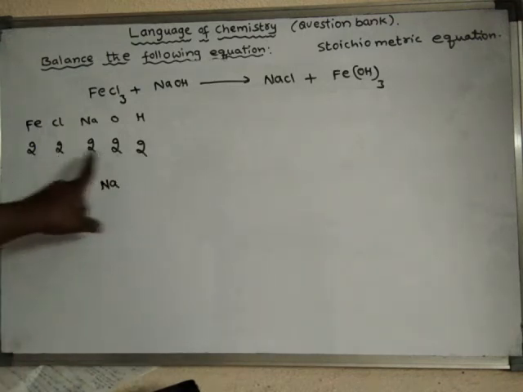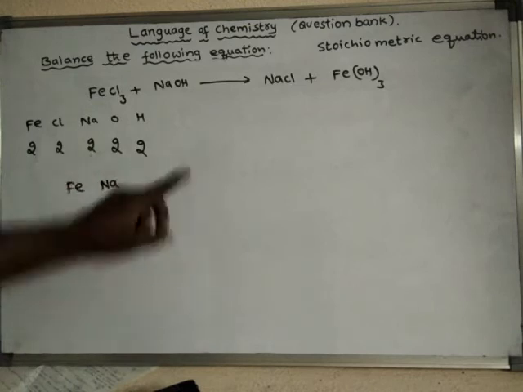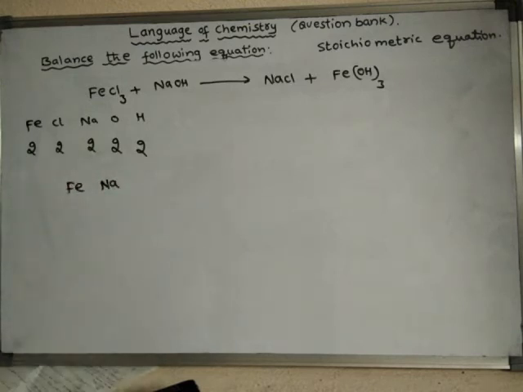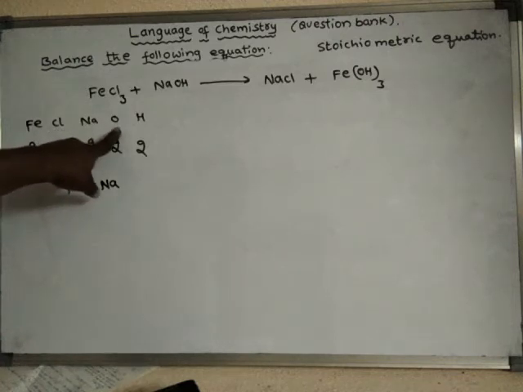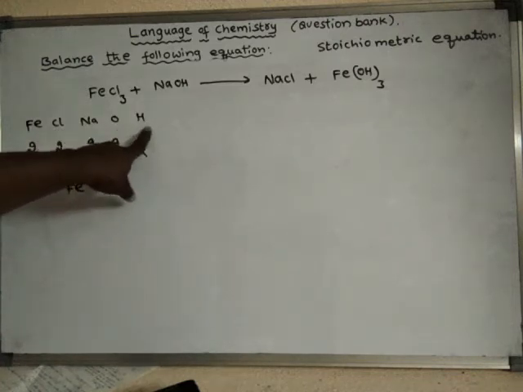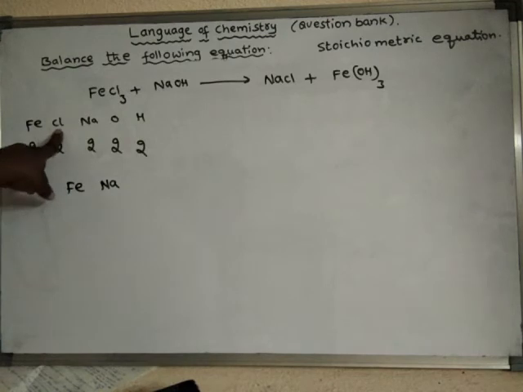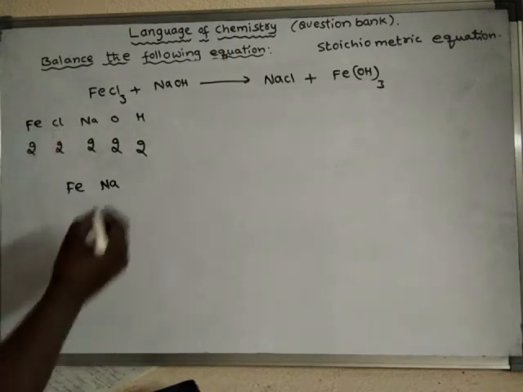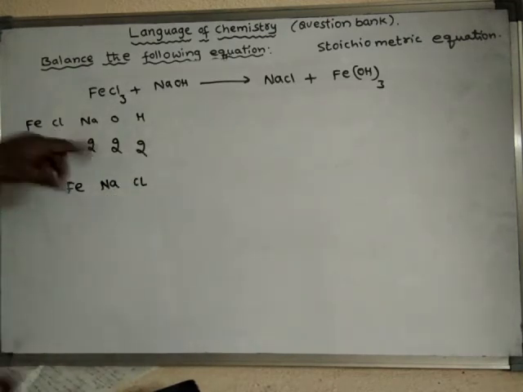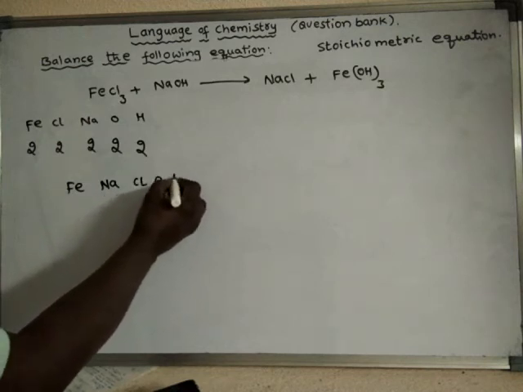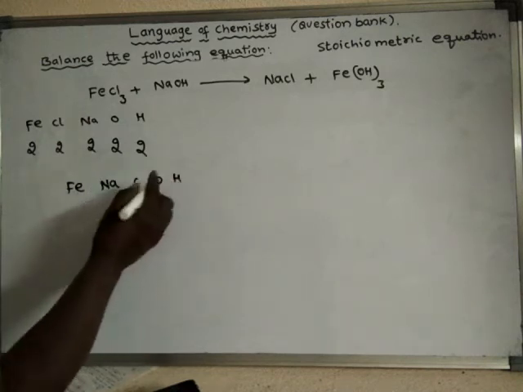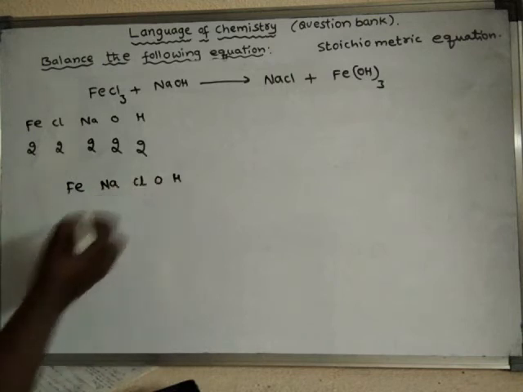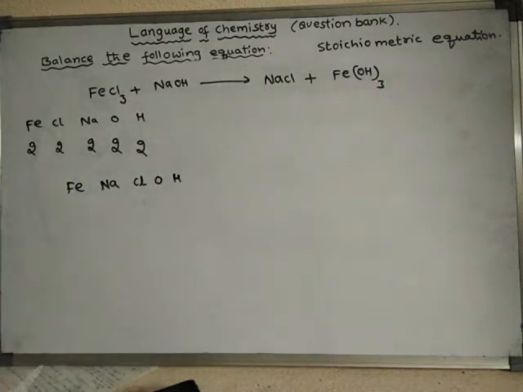The other 3 are non-metals. Now non-metals with the same frequency number, which non-metal should be written first? The non-metal with higher atomic number should be written first. So chlorine's atomic number is 17, whereas oxygen's atomic number is 8, hydrogen's atomic number is 1. So chlorine, as it has the higher atomic number, should be written first, and after that oxygen, and after that hydrogen. In this way we arrange the elements.